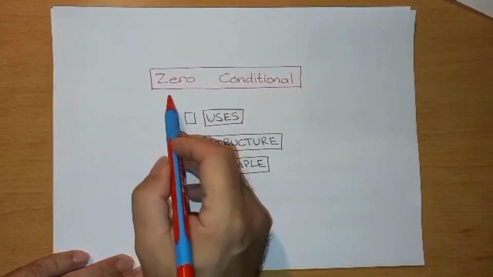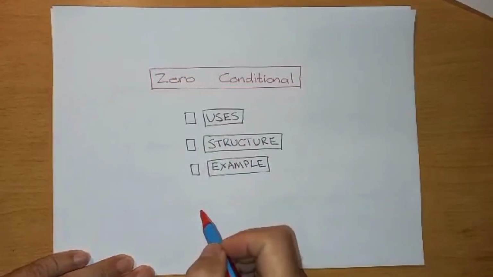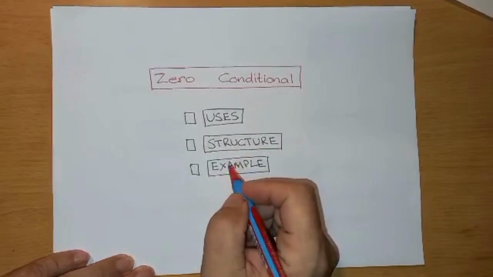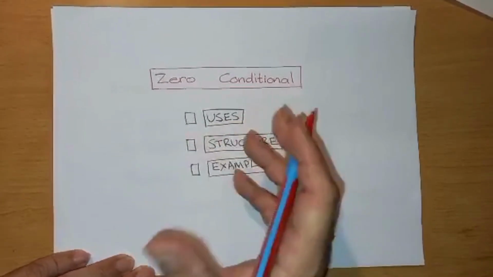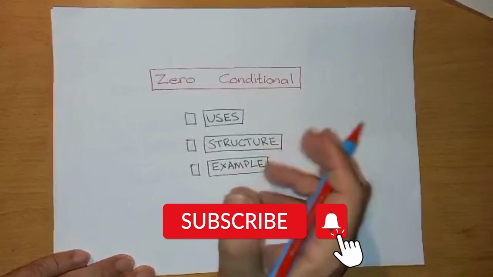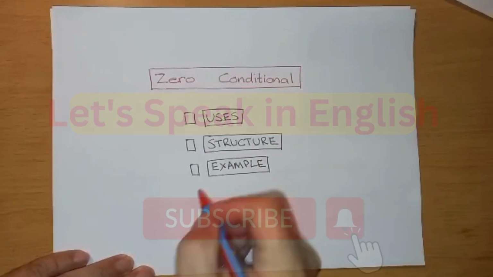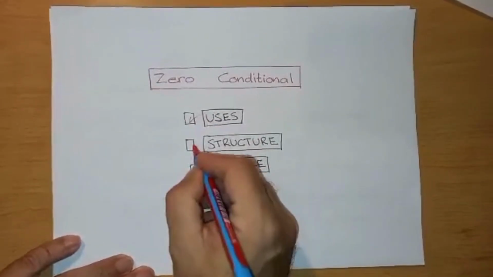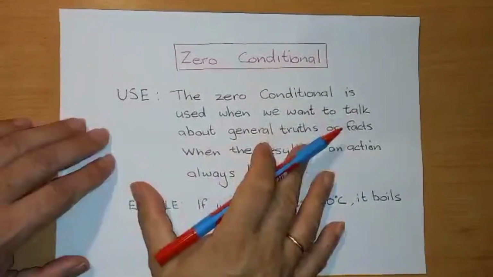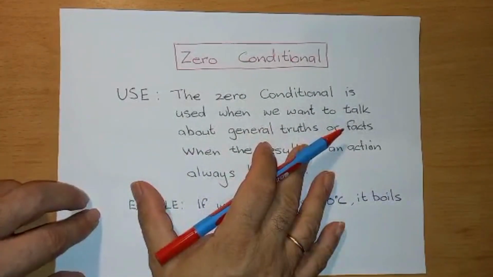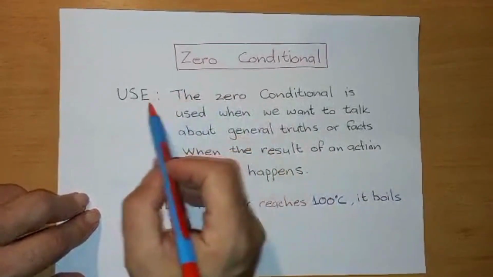In this video, we're going to look at the zero conditional, uses, structure, and some examples. If you're interested in improving your English speaking skills, brush up on grammar and pronunciation and anything that has to do with English as a foreign language, then you've come to the right channel. So let's get straight to it and look at the uses, structure, and some examples. Now, I want to make this as simple as possible so you can understand it and be able to use it as often as possible. So we'll start off with the use.